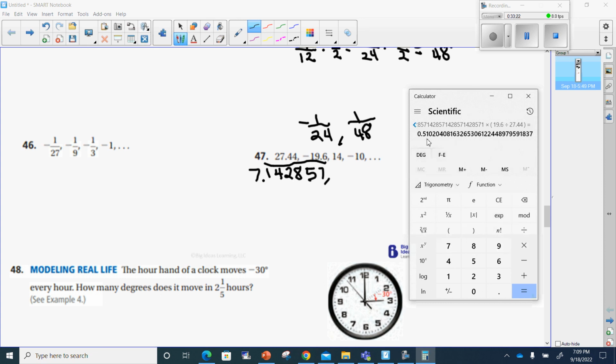So I got 510. Oh boy, this is a big old number. I'm just going to round this up because I don't see a pattern here. So I'm going to say 510204.